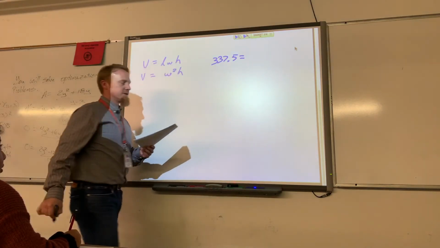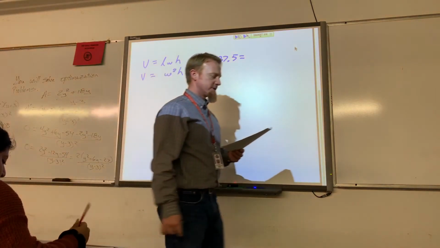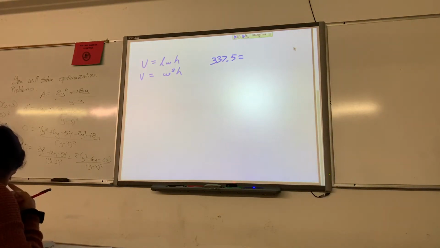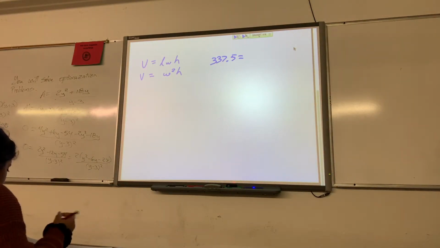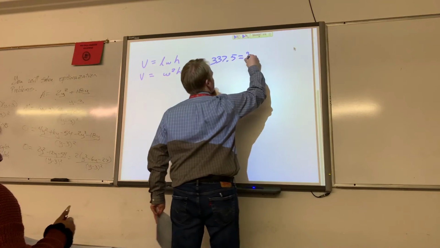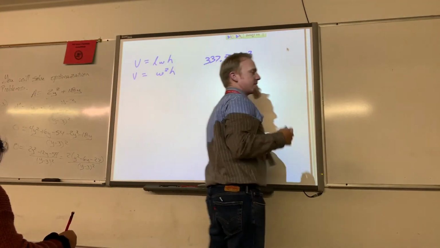337.5. And what does 337.5 represent? Surface area. How do I find surface area? Is it just like... I need the area of each side of this rectangular prism. Okay, so what's the area of the bottom? W squared, which is also the area of the top, so that's 2W squared. So top and bottom is 2W squared.